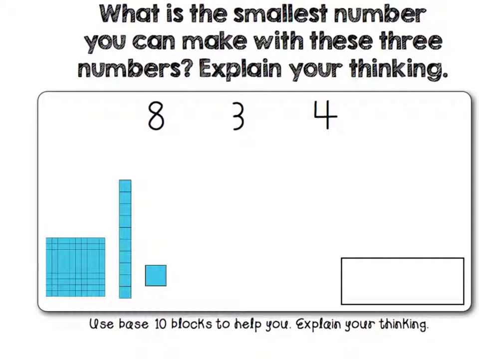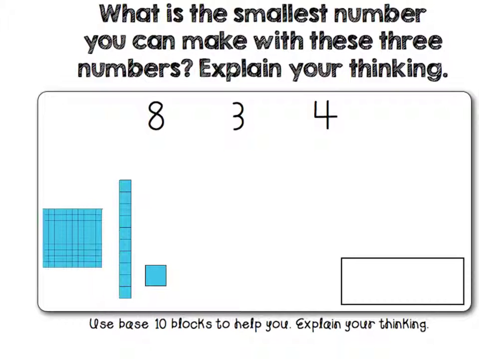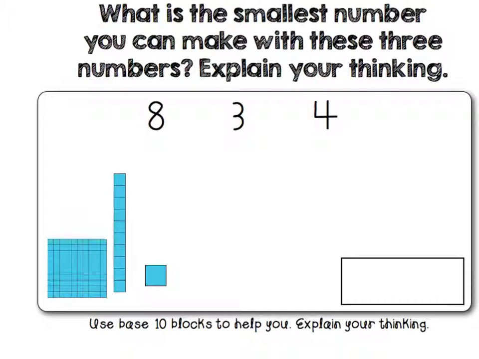Hey boys and girls, today we're going to look at the problem: what is the smallest number you can make with these three numbers? Explain your thinking. Our numbers are 8, 3, and 4. Because I have three numbers, I'm going to have a three-digit number. So I'm going to be using the 100s, 10s, and ones blocks to help me.